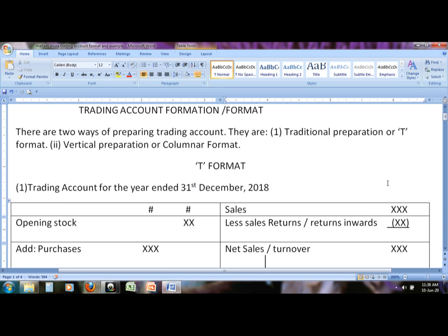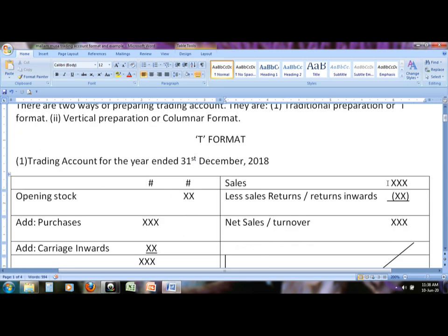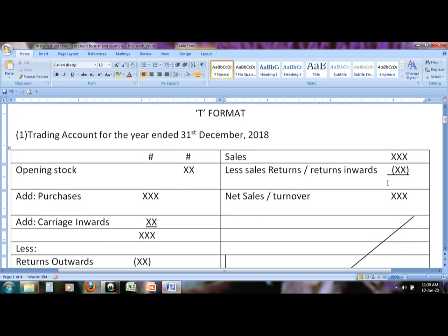We are going to show examples or illustrations of trading accounts. Please do not forget that we said a trading account is an account of a single trader or one-man business. So in that regard, the format for a trading account is shown below.